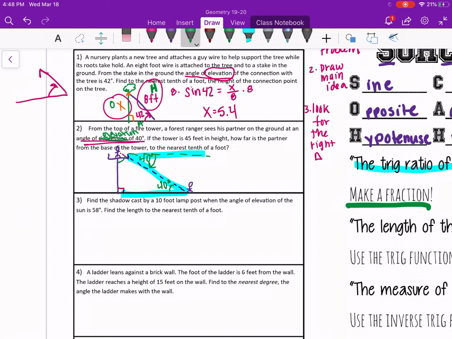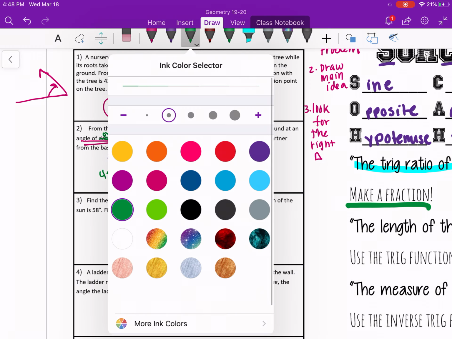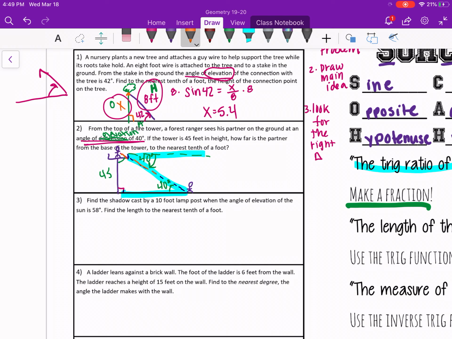So, angle of elevation, the tower is 45 feet in height. How far is the partner from the base of the tower? So you're looking at two new distances. Which one is x? Is this distance x or is this distance x? And it comes down to where is the base of the tower. Both of those are distances from the guy on the ground to something, but which line represents the distance from him to the base of the tower? Hopefully, you identified this section right here as the base of the tower, the part of the tower that's on the ground.